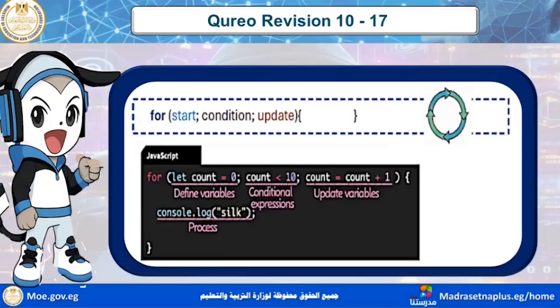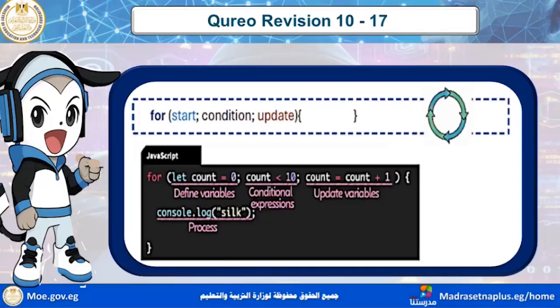Let's see the example here: for (let count = 0. Here we must declare a variable to count, to increase the value of this count, to determine the number of repeating times. So here we will have a counter, a variable called count, which we declare by the word let. So we write let count equals 0. The start value here is equal to 0. And then we will continue till the value of the variable count is less than 10.